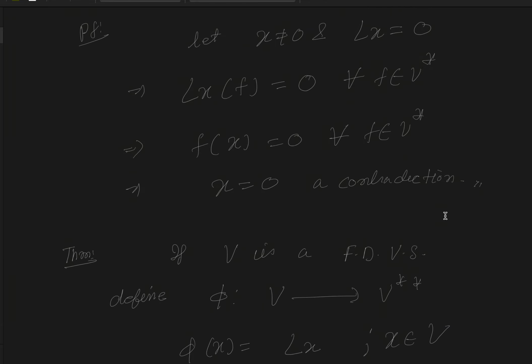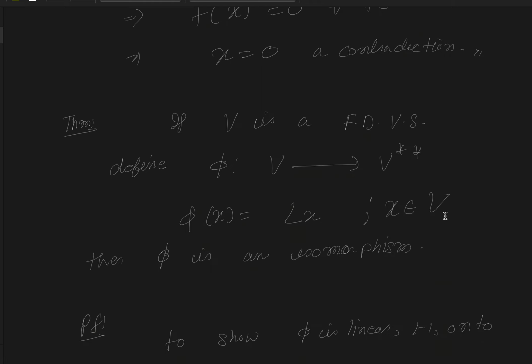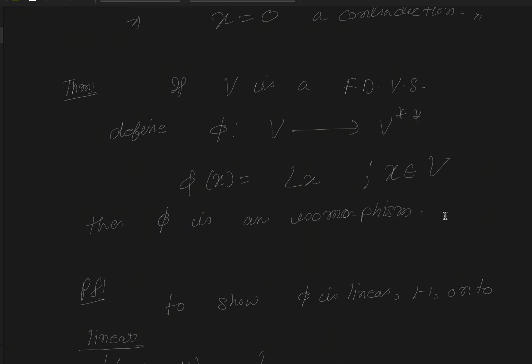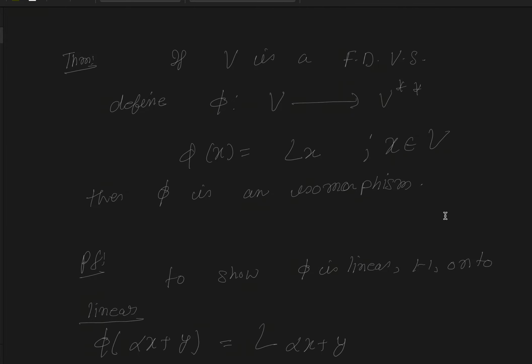Now there is a small theorem with respect to this, which is the last theorem of this course, I would say. If V is my finite dimensional vector space, and we define a transformation phi from V to V double star, how is it defined? It will take some element x of V, that is phi of x, and map it to Lx, which we just defined earlier. The theorem says that phi is going to be an isomorphism.